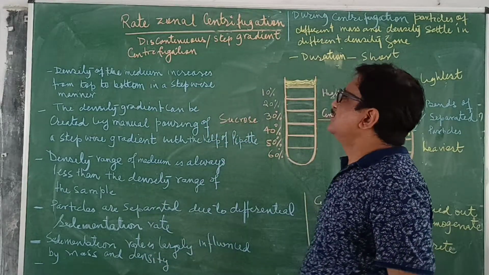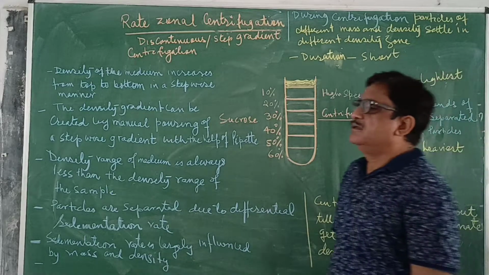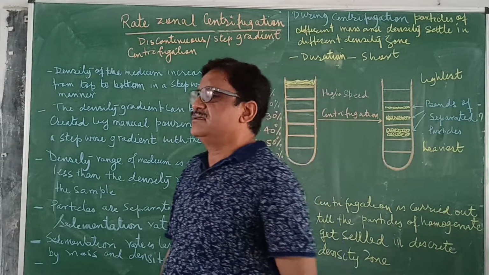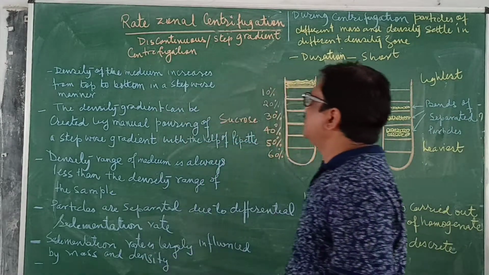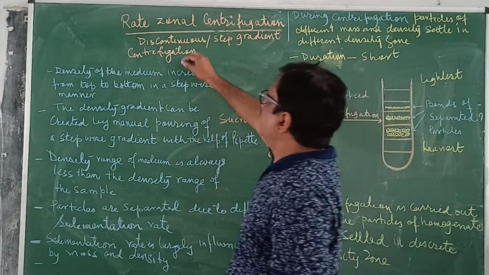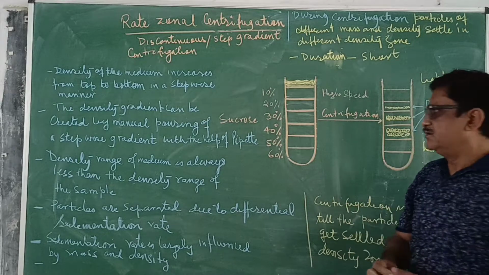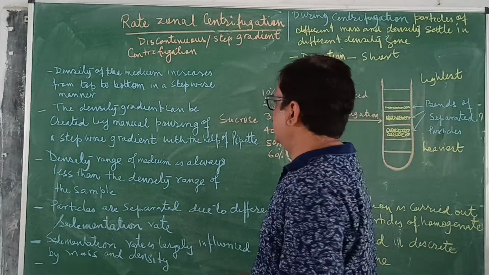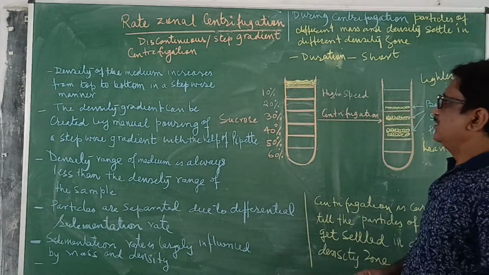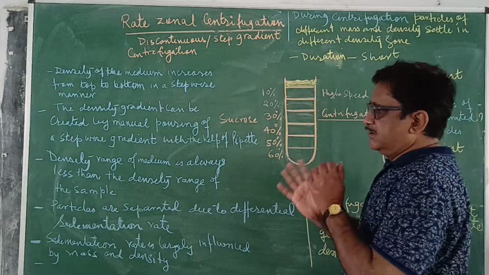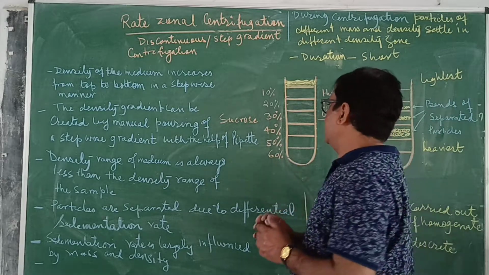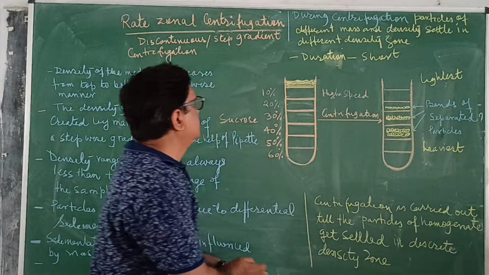In the last class, we discussed continuous gradient centrifugation. Today we will discuss rate zonal centrifugation. This is slightly different from continuous gradient centrifugation in terms of the type of gradient present here.